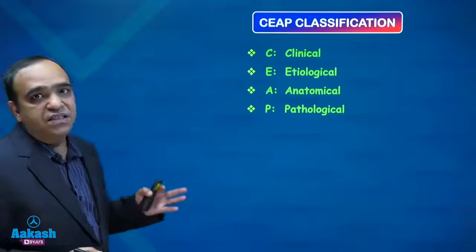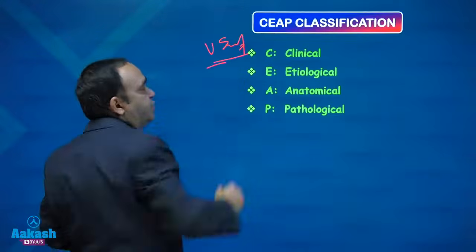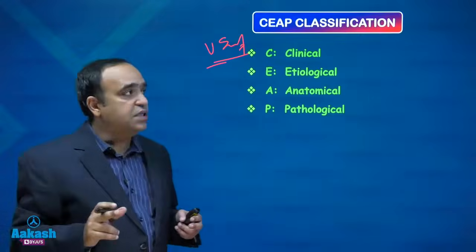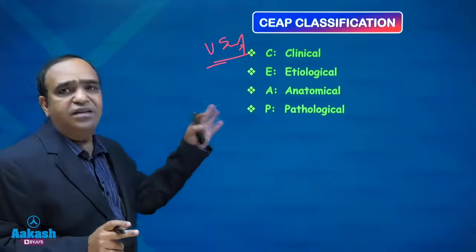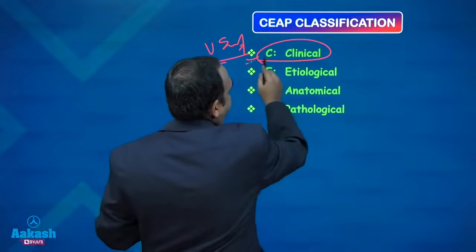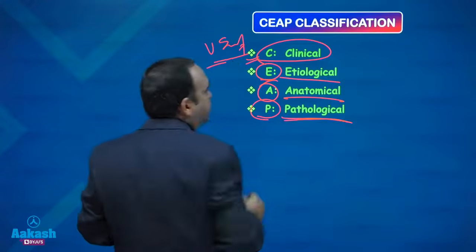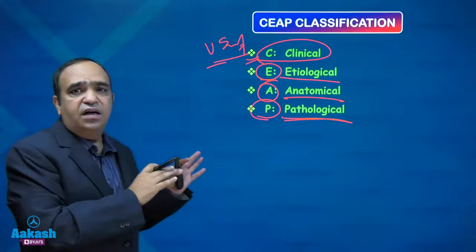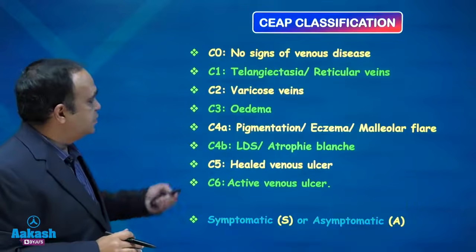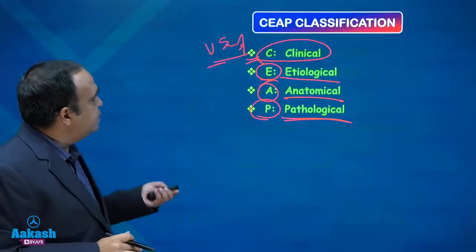Now CEAP classification, the most important. In last 4 years, twice it has been asked, some question has been asked based on CEAP classification, mostly the clinical, right? So this is the full form of CEAP, clinical classification, etiological classification, anatomical and pathological. Everything is based on what we have just discussed, right? Clinical, this is the most important part, right? And this is very easy to remember.